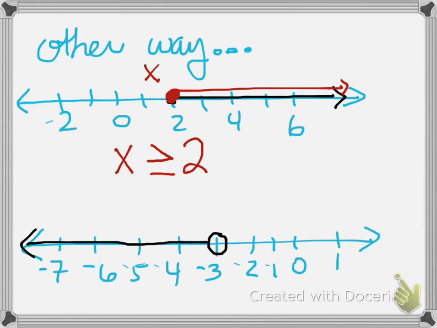Now this example, I'm starting at -3, and I'm going less than it, which means, let's say this is y. Y has to be less than -3. It's open, so it's not equal to. I can't be at -3. So y is less than -3.